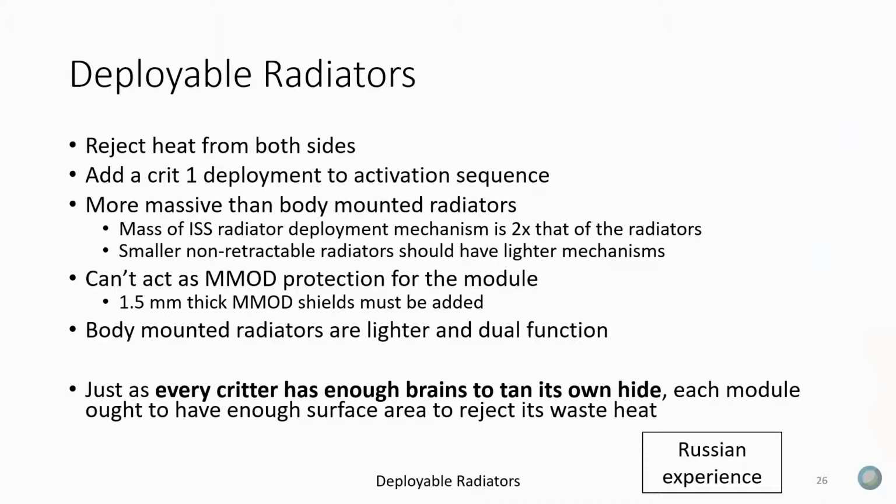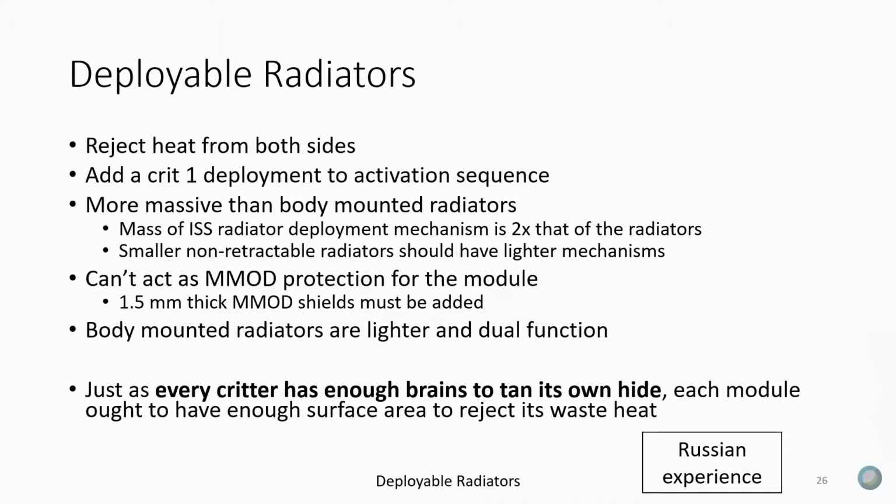So we can reject heat from both sides, but they're more massive than body-mounted radiators. For example, take the mass of the ISS radiator deployment mechanism, if you just take the panels and think about everything else being the deployment mechanism, the scissor arms and the cabling and the motors and all that stuff, it's double what the mass of the radiator is itself. So if you've got a body-mounted radiator, by definition, it's lighter in terms of mass per unit area of heat rejection area.